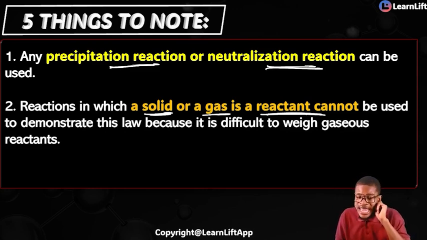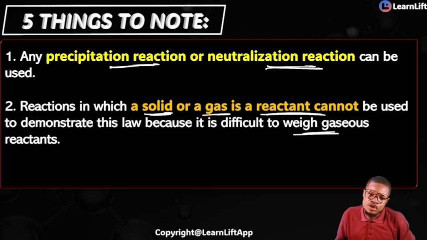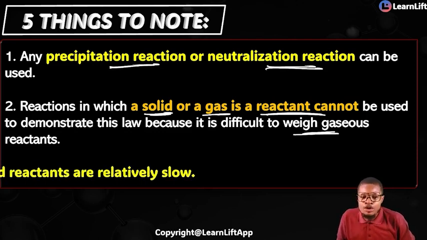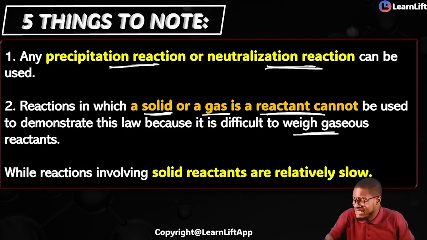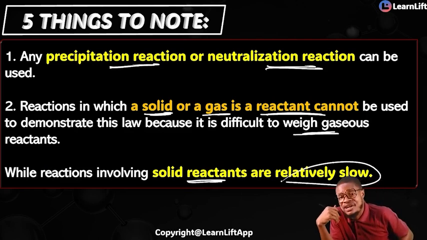And then number 2, I told you that reactions that involve a solid or gas as the reactants cannot be used. Why? They can't be used to demonstrate the law of conservation of mass because for the gases, it is difficult to weigh your gas. Another thing about the solid aspect is that the solid reactants are relatively slow, so their reactions are very, very slow.